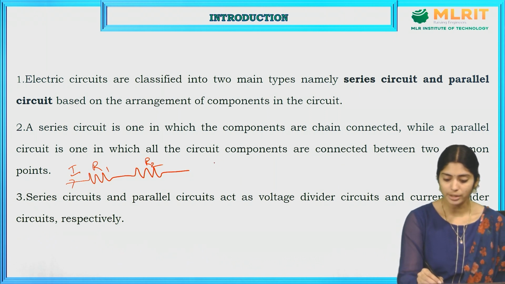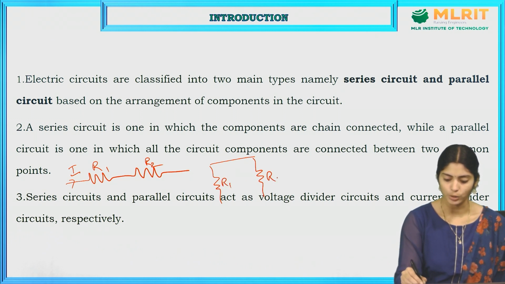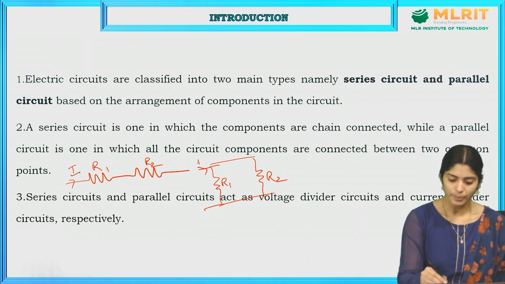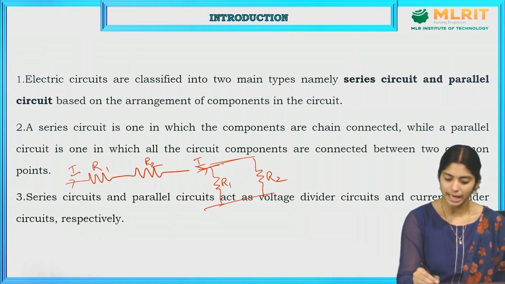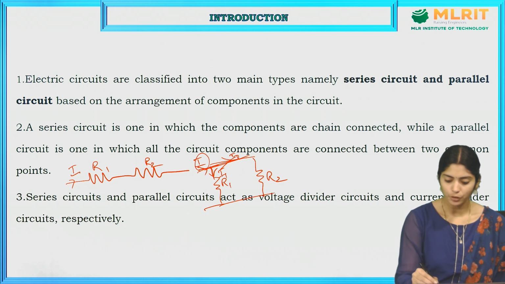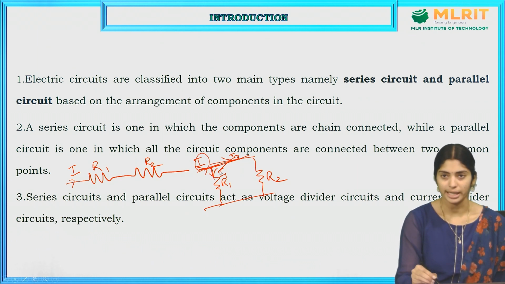But in the parallel circuit, what will happen? Current division will take place. If you see here, this is a parallel circuit, R1, R2. If the current I is passing like this, it has two paths to go. Some of the current will go one way and some the other way. So the total current I is splitting into two parts. Let us suppose this is I1 and this is I2, because the current flowing through resistor R2 is I2 and the current flowing through resistor R1 is I1.